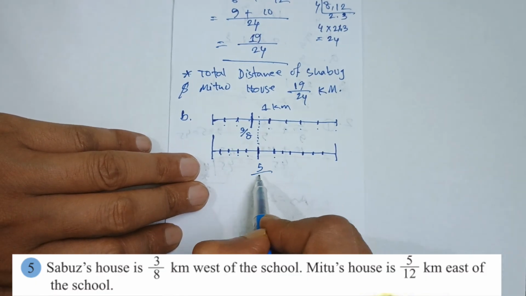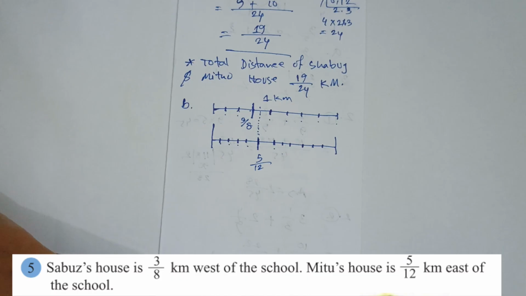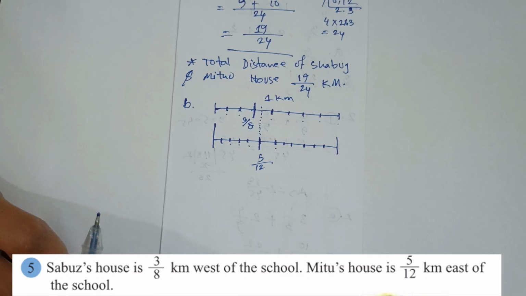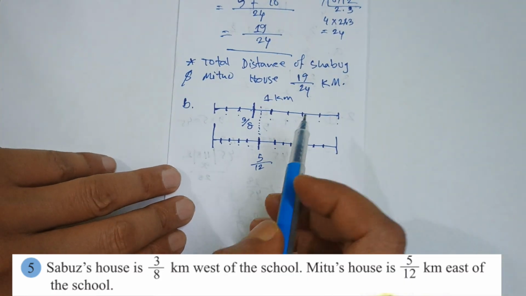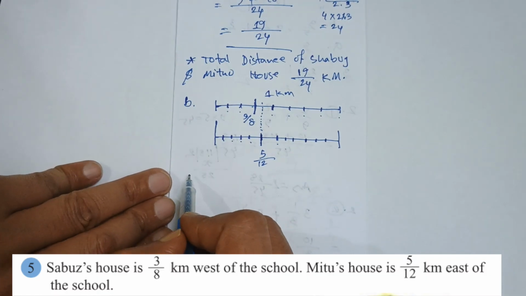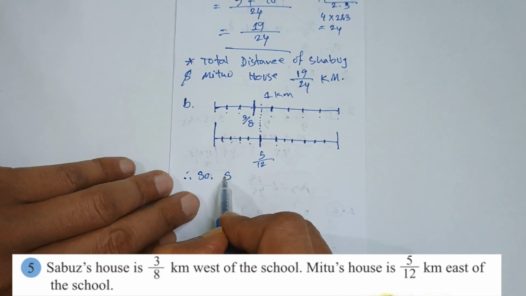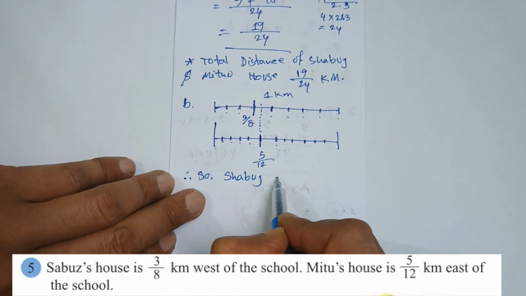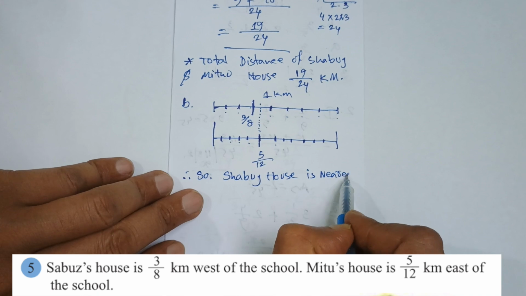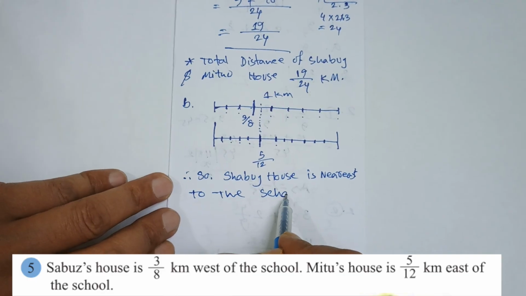5/12. Then what do you see? You see the nearest. Whose house is nearest to the school? That means Shobu's house. So for B, Shobu's house is nearest to the school.